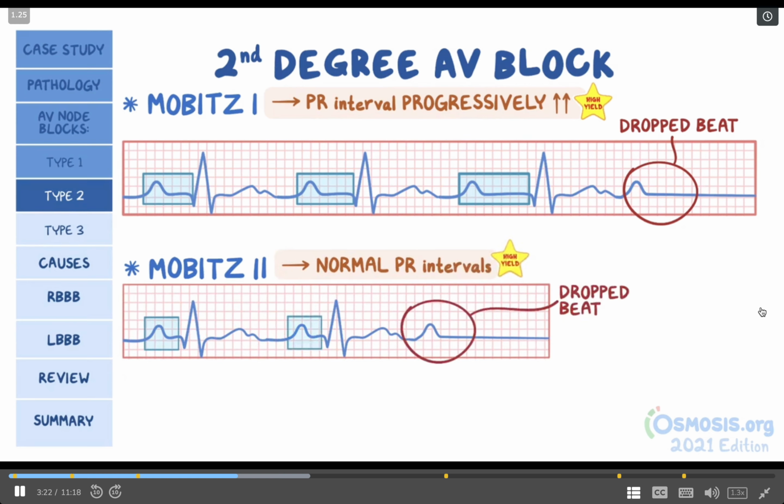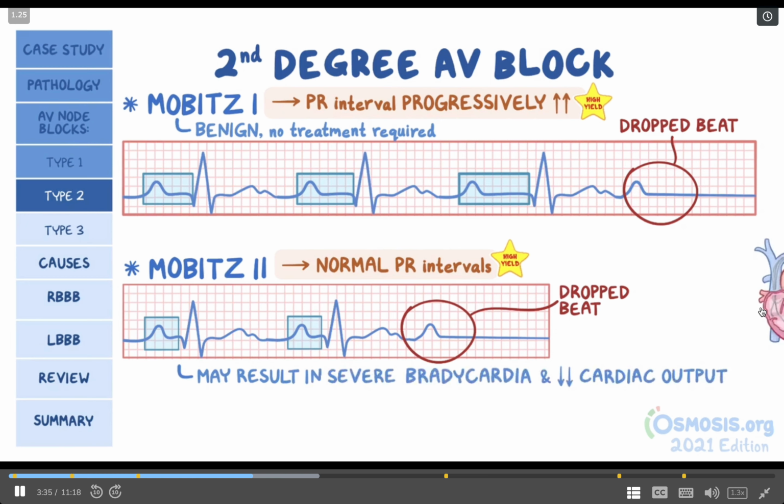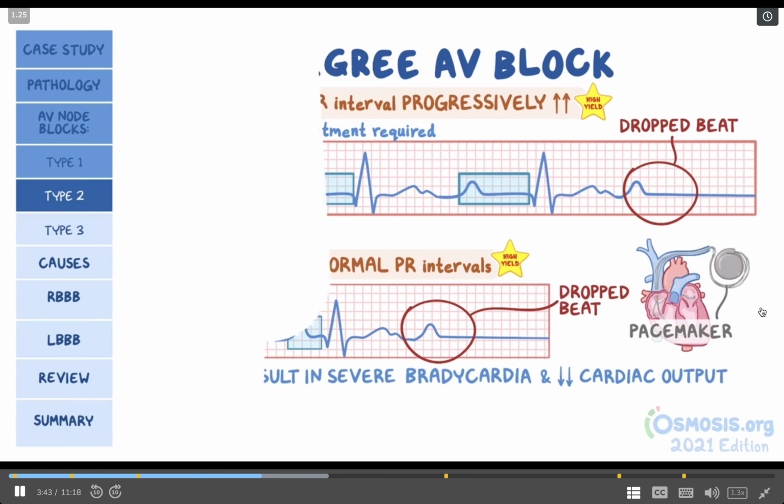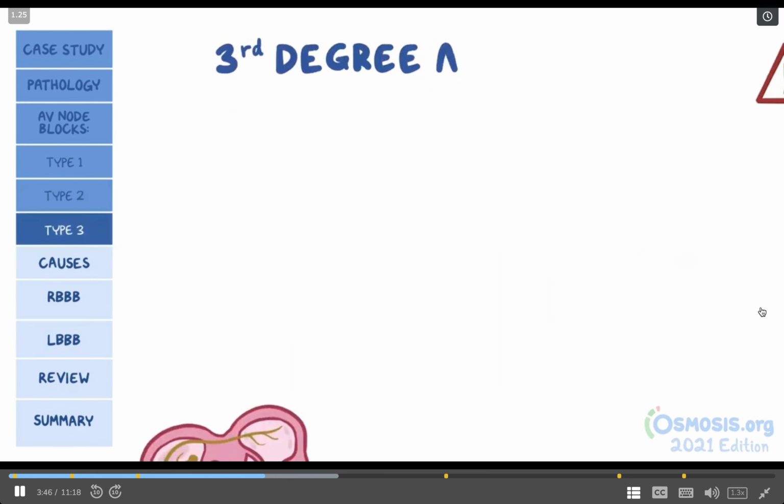Also, like first degree AV block, Mobitz 1 is usually benign and doesn't require treatment unless it's causing symptoms. On the other hand, Mobitz 2 can be dangerous and may result in severe bradycardia and decreased cardiac output. Therefore, it requires treatment with a pacemaker. Now, Mobitz 2 blocks can sometimes progress to our next type, the dangerous third degree AV block.